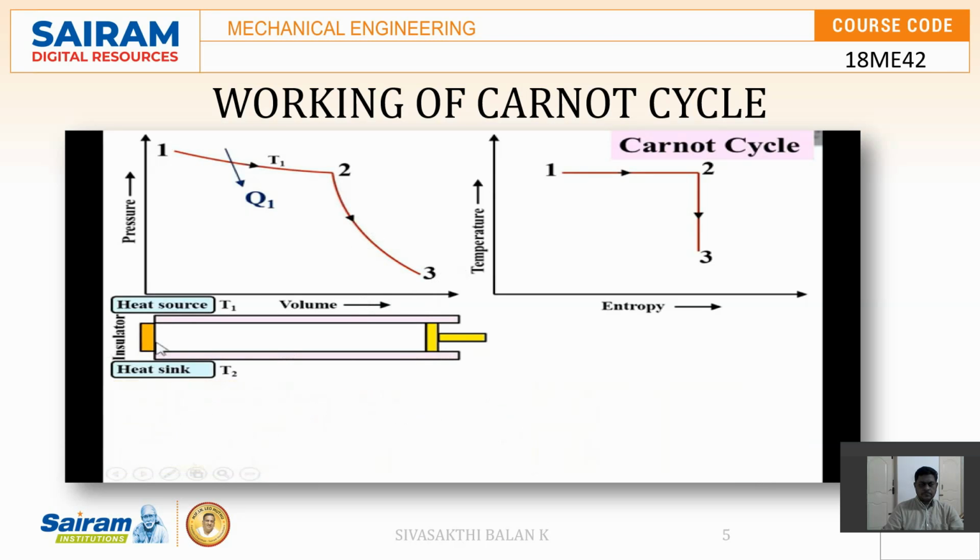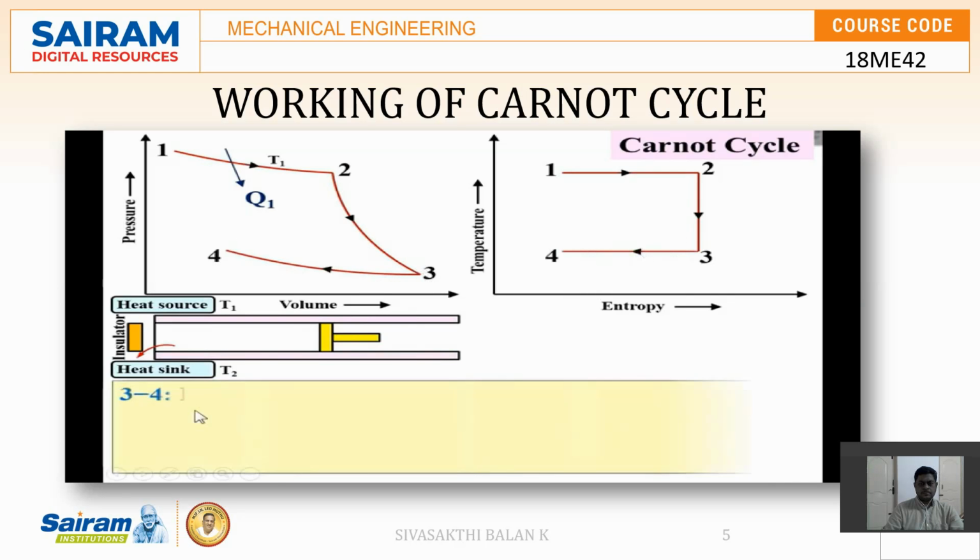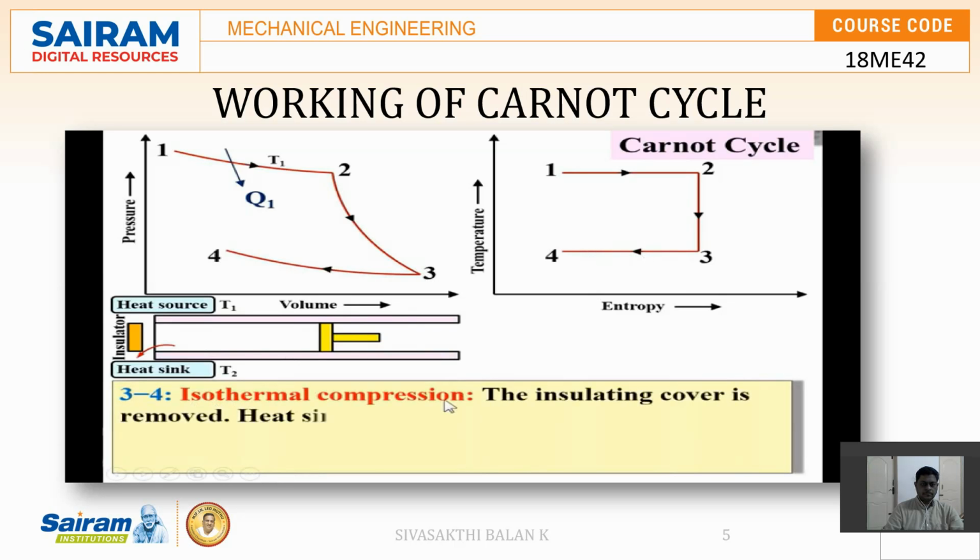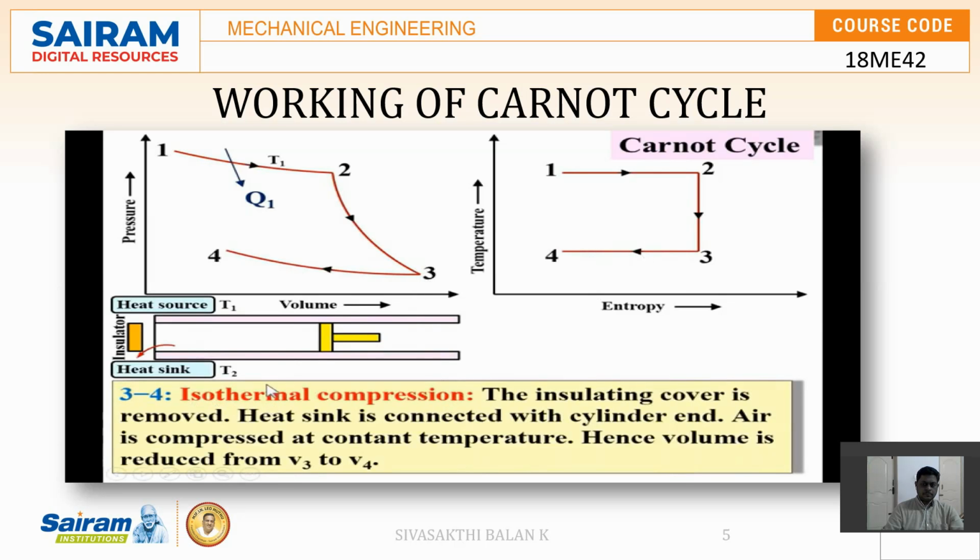Now this insulator is once again uncovered, and now the piston will move from right to left, and during that heat is rejected from the working fluid to the heat sink. And this process on the PV diagram is like this, on the TS diagram is like this. 3-4 is called the isothermal compression. So isothermal means, you can see over here, at constant temperature. Compression, so the volume is decreased from V3 to V4.